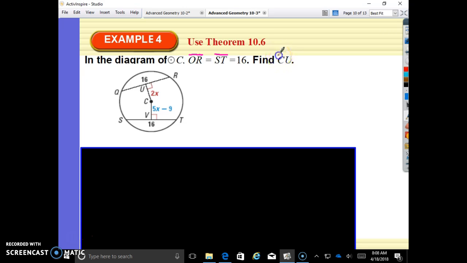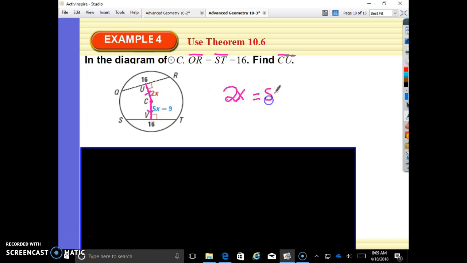Find segment length CU. Okay, so we're looking for this. So, this rule: if you have two equal chords and you have a portion of a radius going from the center, perpendicular to the chord, then these are equal, since they're both the distance from the center to equal chords. How do I know it's the distance? Because it's perpendicular. Distance is always perpendicular. So, set these equal and solve.